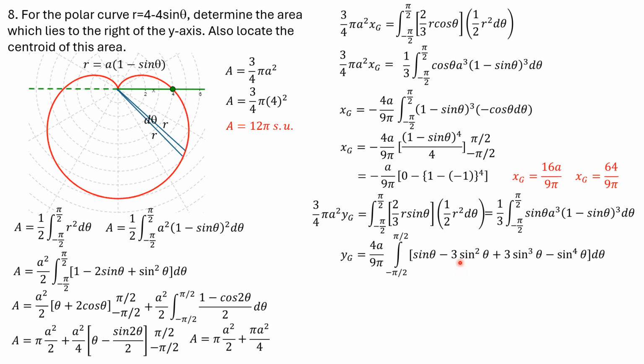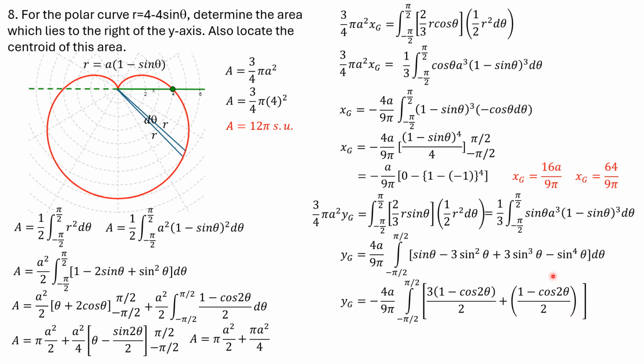So I'll transform this into 1 minus cosine 2 theta over 2 for this part, as well as here, then quantity squared. So yg, because these are two negatives, I'll factor out negative 1, make this negative 4a over 9 pi, the integral of 3 times 1 minus cosine 2 theta over 2 d theta, then plus 1 minus cosine 2 theta over 2 quantity squared. So d theta is factored out here.